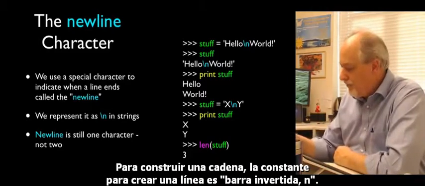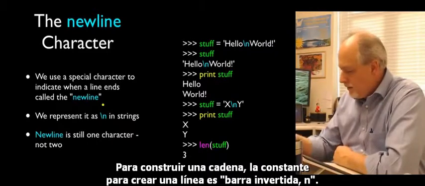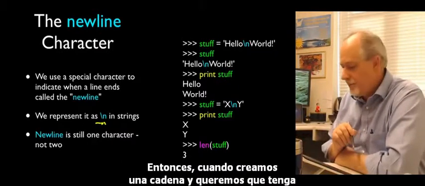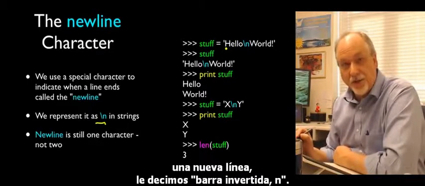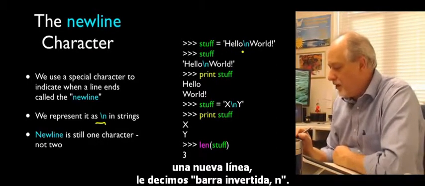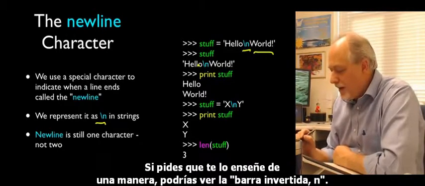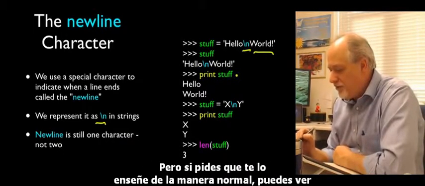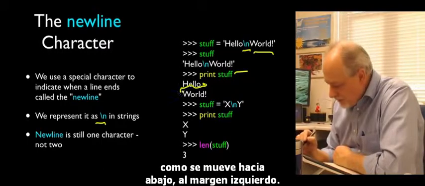If we're building a string, the constant for newline is \n. When we make a string that we want to have a newline in it, we'll say hello \n world. If you print it out one way, you actually see the \n, but if you use print to print it out, it moves back down to the left margin and down.